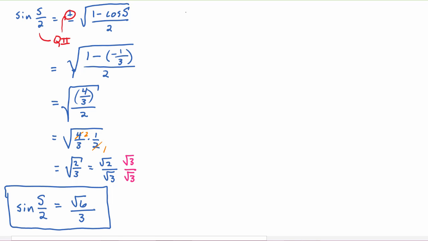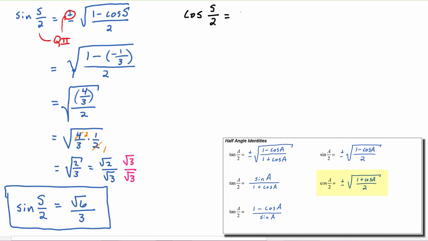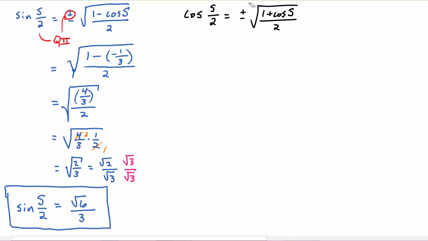Next, we have to find the cosine of s over 2. And looking at our list of identities, we see that's going to be plus or minus the square root of 1 plus the cosine of s divided by 2. We can determine whether this will be positive or negative, because if s over 2 is in quadrant 2, we know that the cosine will have to be negative.